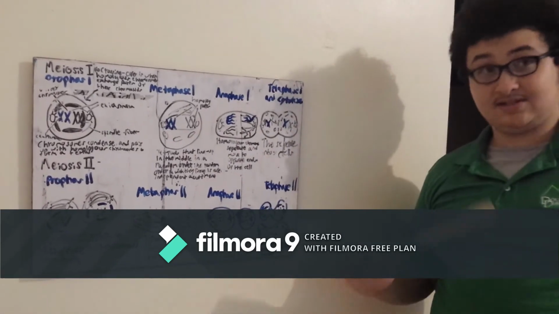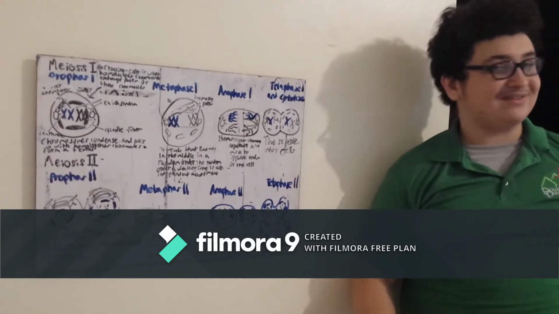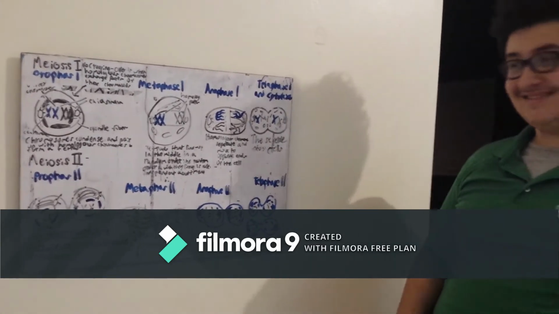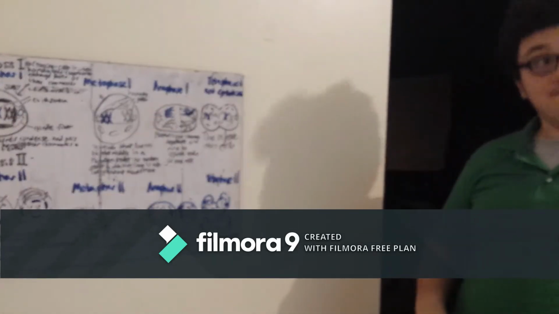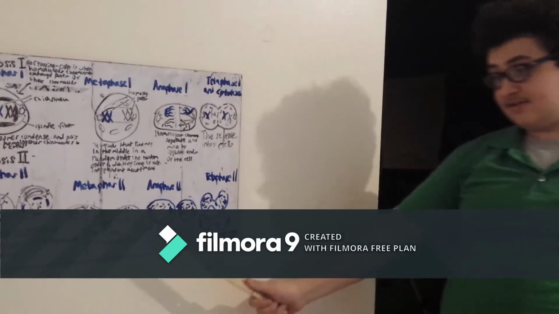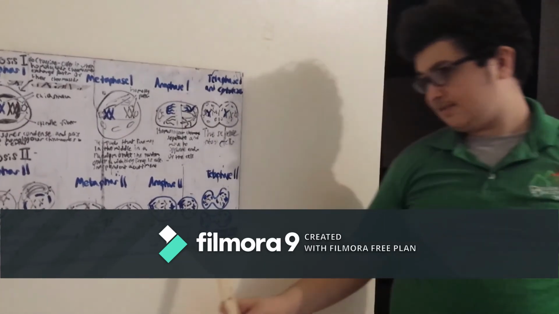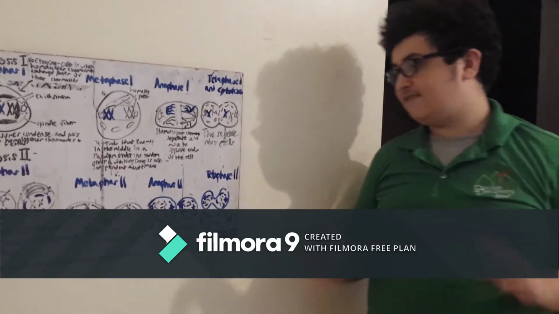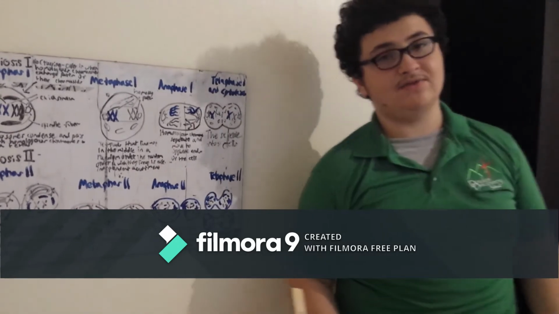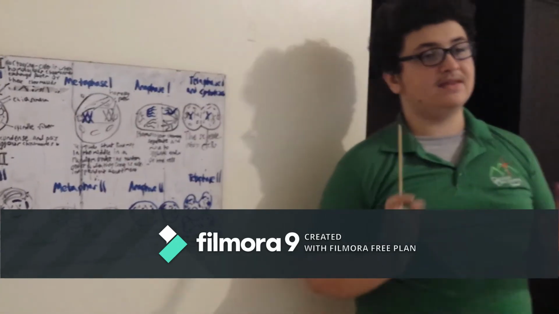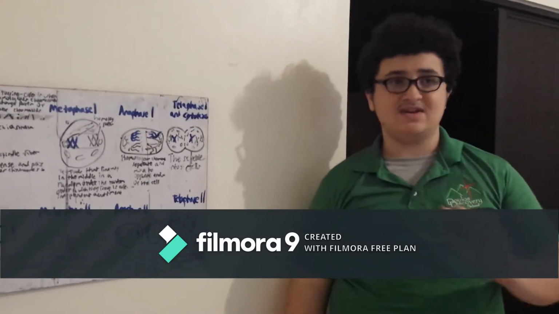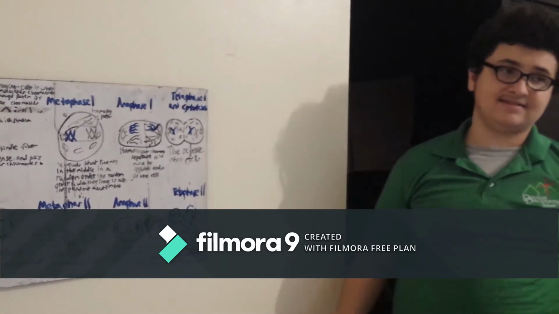In the second stage, which is metaphase 2, the sister chromatids line up. In the third one, which is anaphase 2, the sister chromatids separate onto the opposite sides of the cell. And finally, in telophase 2, they all separate into 4 unique genetic cells.